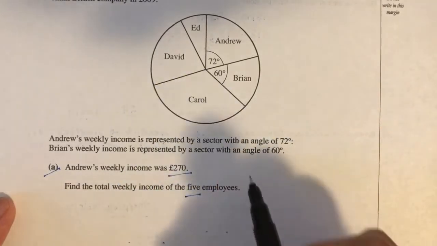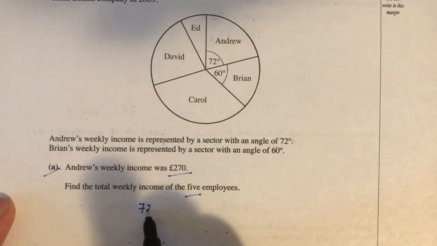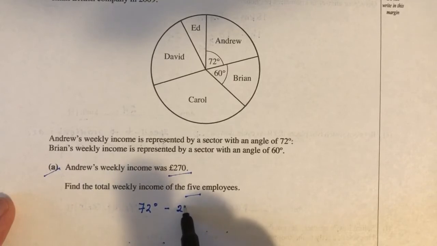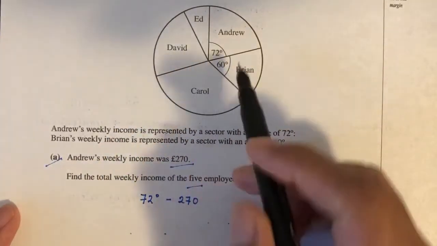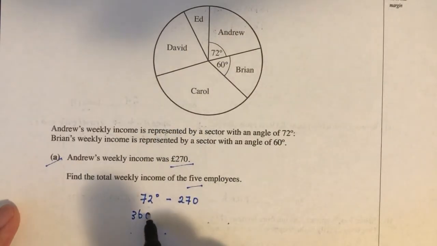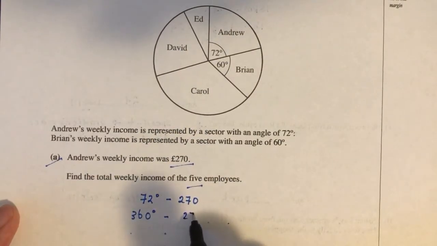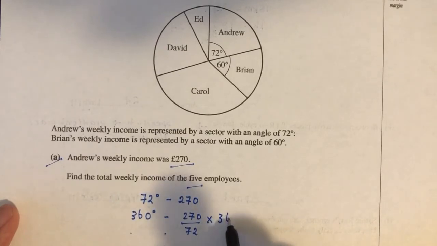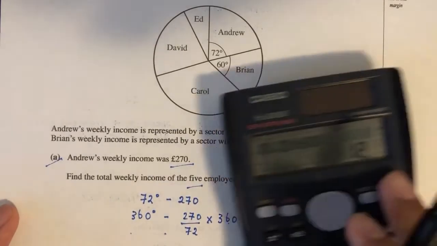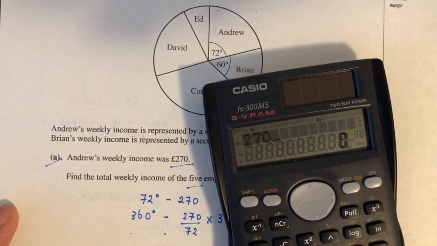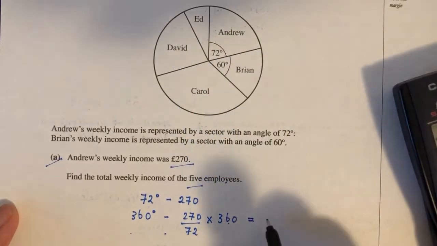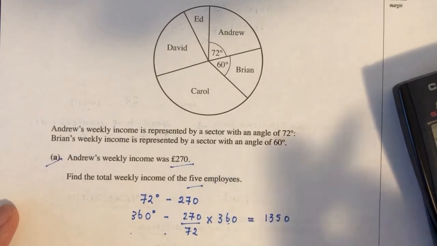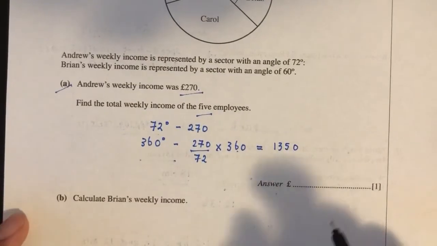So 72 degrees represents 270. Now, the total income is this whole circle, which is 360 degrees. That will represent 270 divided by 72 times 360. So let's do that. 270 divided by 72 times 360 will be 1350. So this will be your answer for part A.